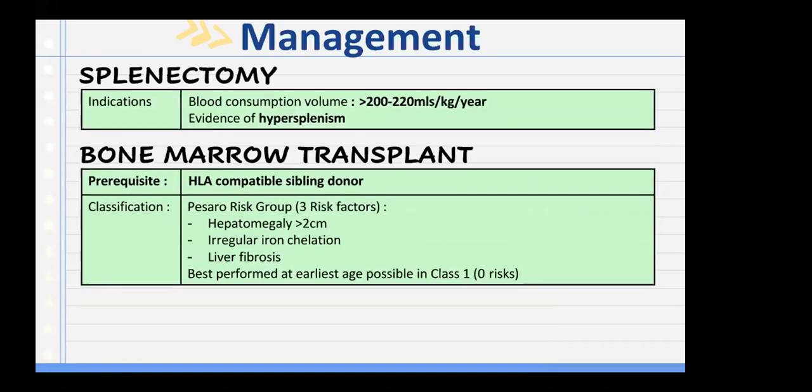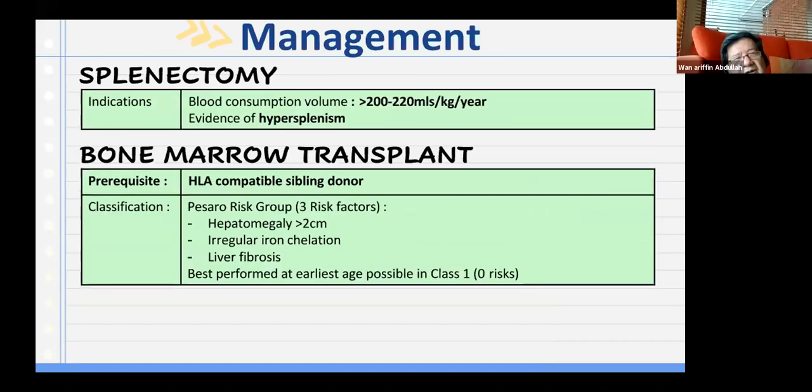Next is splenectomy. Splenectomy is not common nowadays. It is done in patients with hypersplenism, a big spleen, and that is not common nowadays because you give adequate transfusion, so you don't get extramedullary erythropoiesis, and you don't get a big spleen. So in most thalassemia patients nowadays, the spleen is not big or just palpable only, and does not cause hypersplenism.